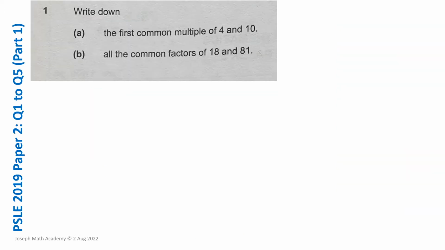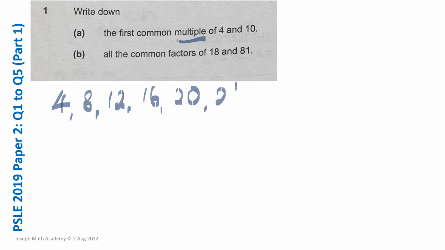Now this is question number 1. Question number 1 is asking us to write down the first common multiple of 4 and 10. It is a P4 concept on common multiples. It's actually a very simple number 1. So the multiples of 4 means it's the 4 times table. So I'm going to write down now: 4, 8, 12, 16, 20, 24, and so on. I will stop at 24 for the time being.